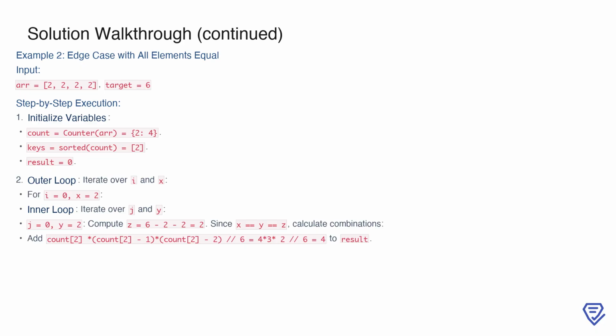For i equals 0 and x equals 2, the inner loop also selects y equals 2. Here, z is calculated as 6 - 2 - 2 equals 2. Since all three values are identical, x equals y equals z, we use the combination formula for selecting three identical elements. This formula gives us count[2] * (count[2] - 1) * (count[2] - 2) / 6, which is 4 * 3 * 2 / 6 equals 4. Adding this value to result gives a total result of 4. We then return result % mod, which is 4.